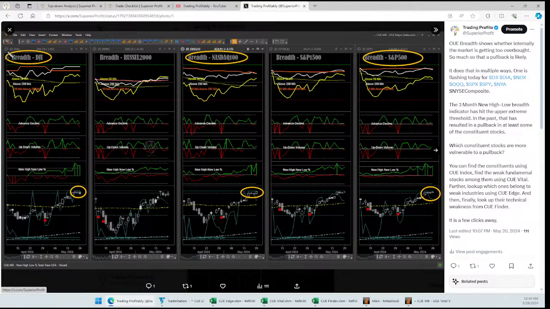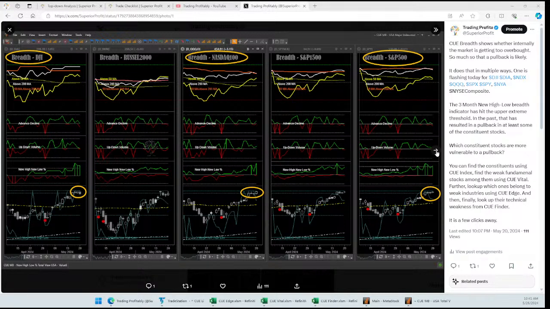First, major indexes, I showed the breadth of Dow Jones Industrials. When you look at 3-month new high low, it was hitting the extreme overbought condition from which a pullback was likely. For DJI, it was true. For Nasdaq 100, that was true. Same 3-month new high low at extreme overbought level, and S&P 500 also, that was true.